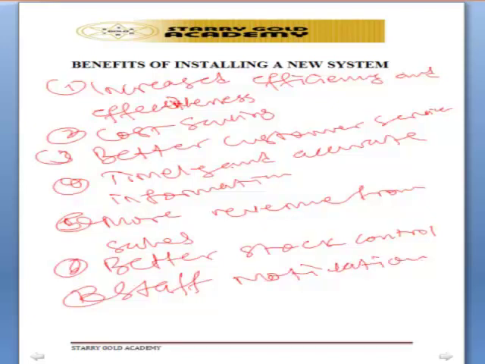So, which means that by the time an organization develops or installs a new system, there will be increased efficiency and effectiveness, there will be cost saving. For example, when we look at the cost saving, let's assume a company that was using a manual method before, definitely more hands or more staff will be needed. But by the time they now develop a new system, it will definitely reduce the number of staff they will have. In that case, to the management, it will definitely reduce the cost.